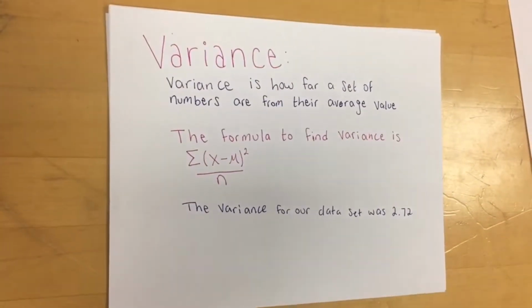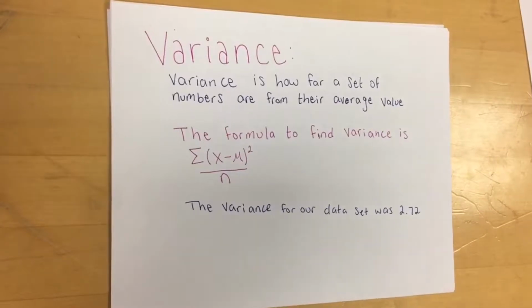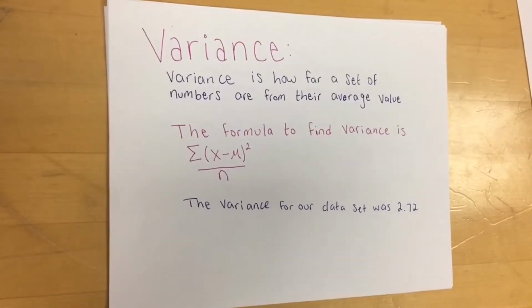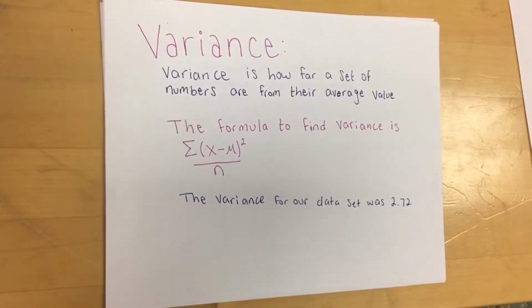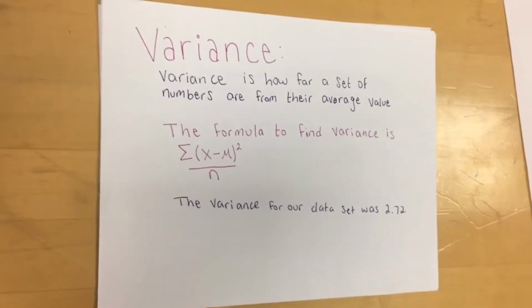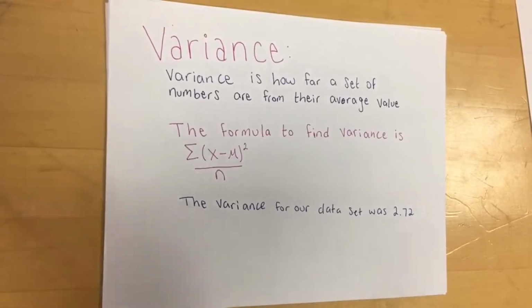The variance is how far a set of numbers are from their average value. To find the variance, we would subtract the number from the mean, square it, and then divide it by the number of data points. The variance for our data set was 2.72.